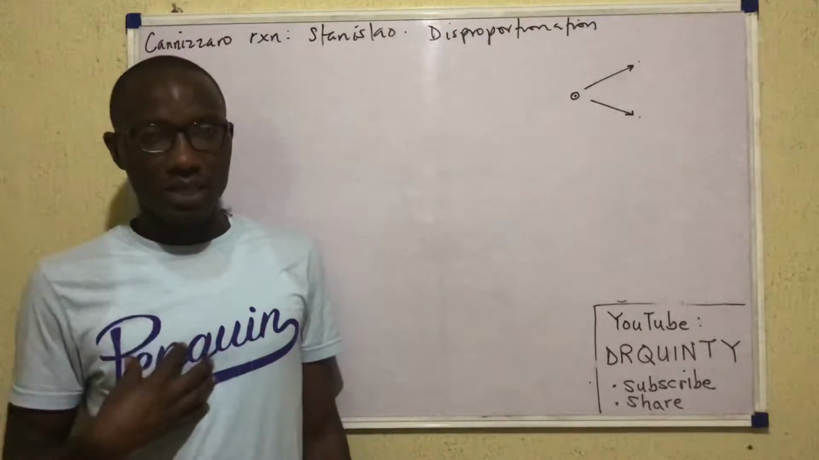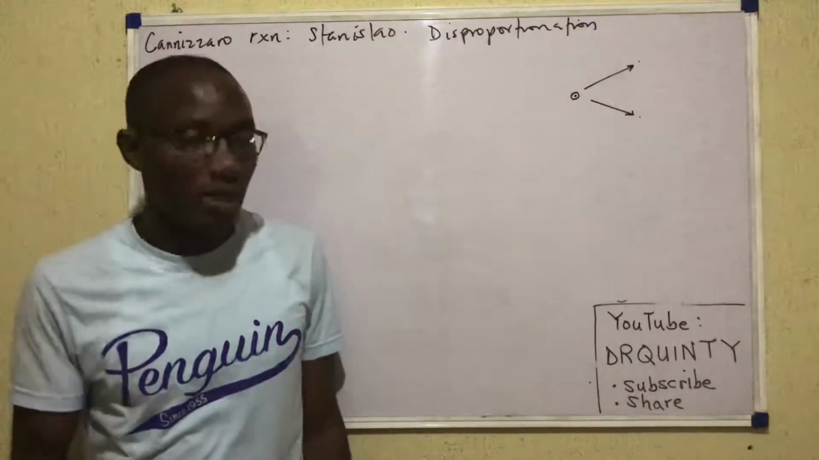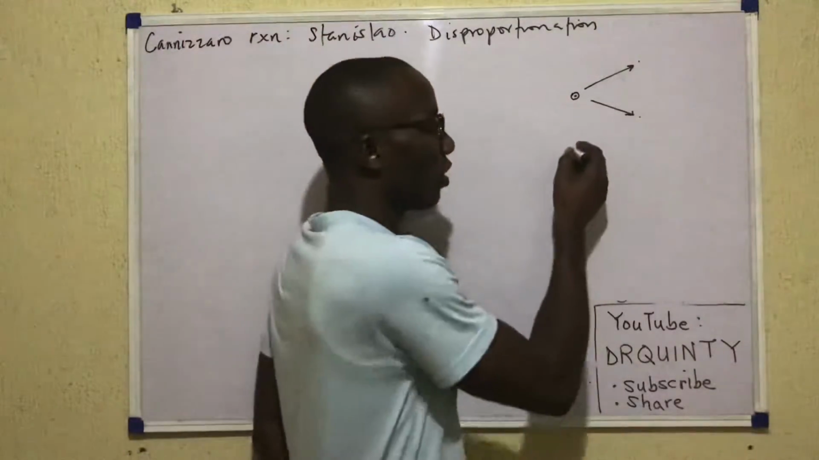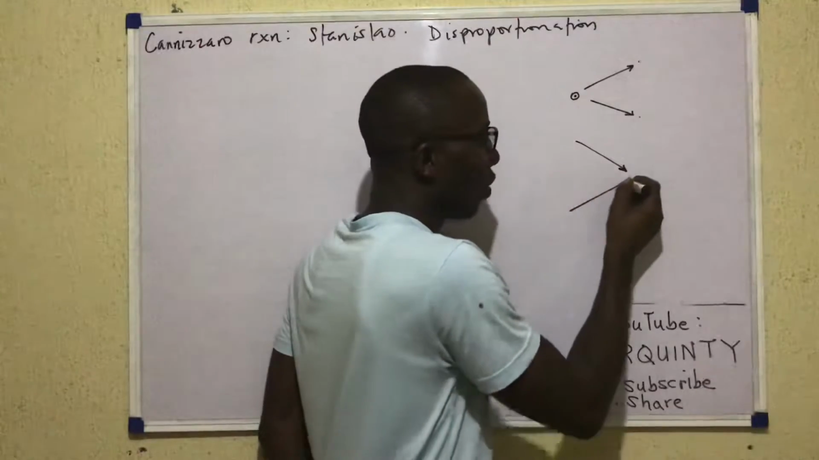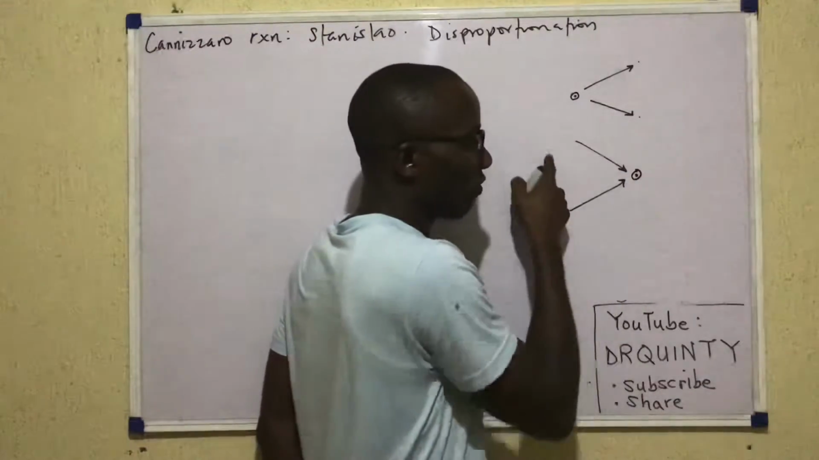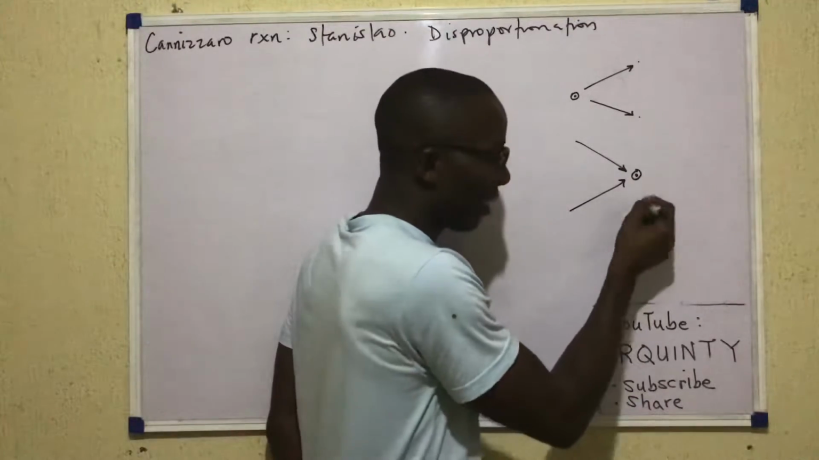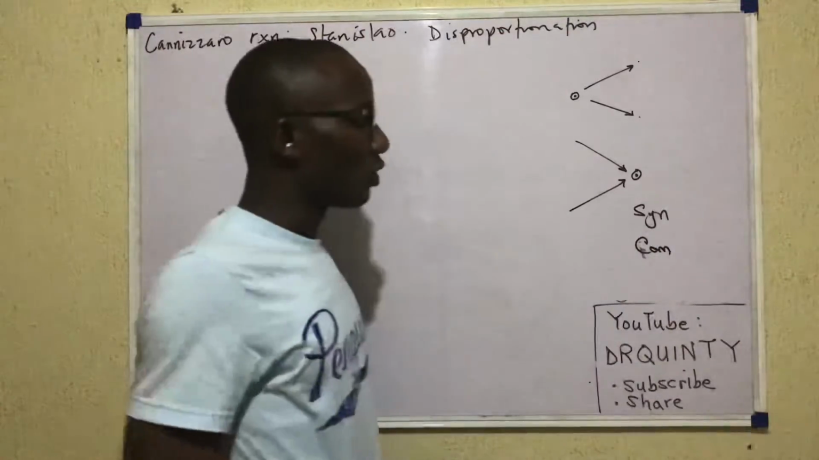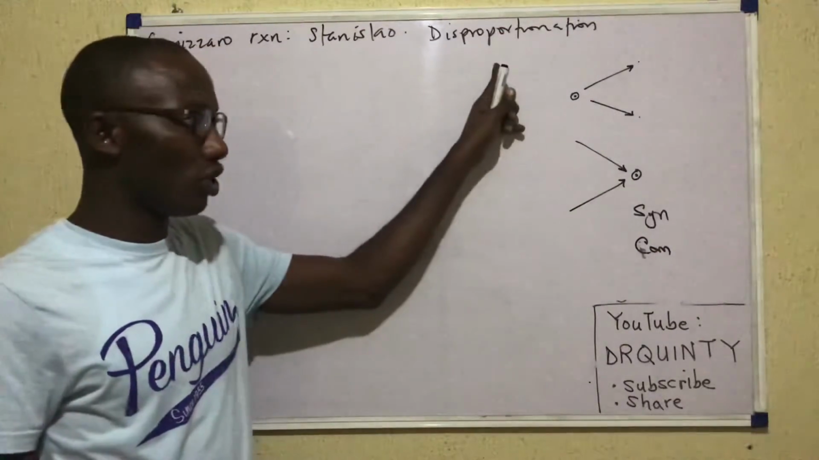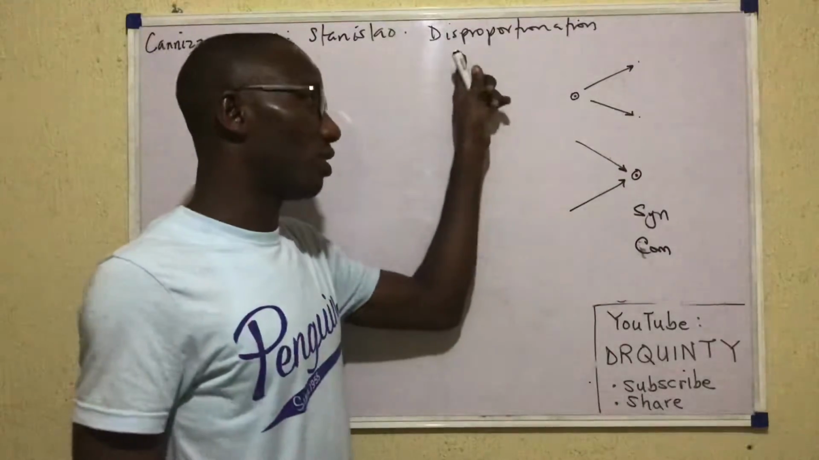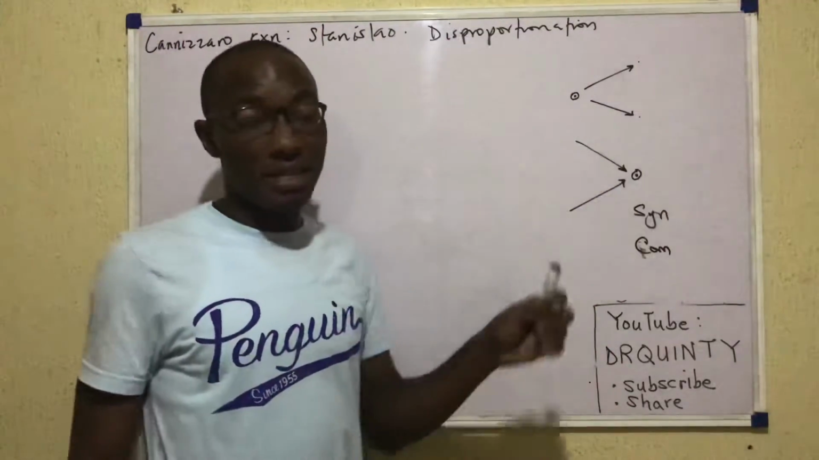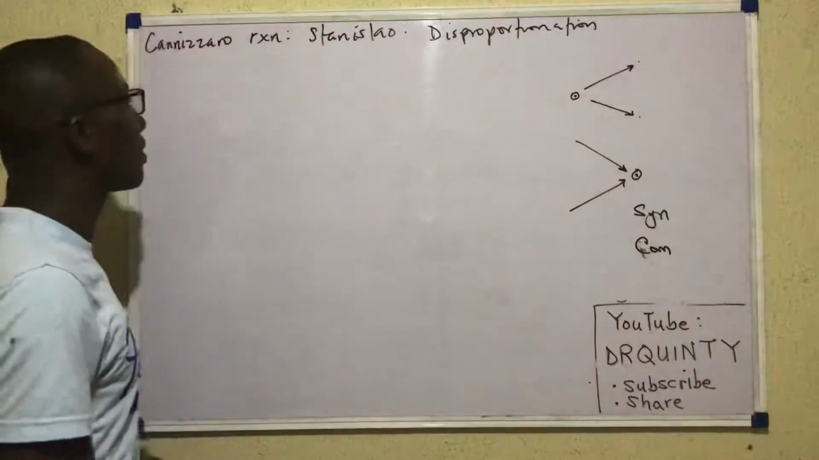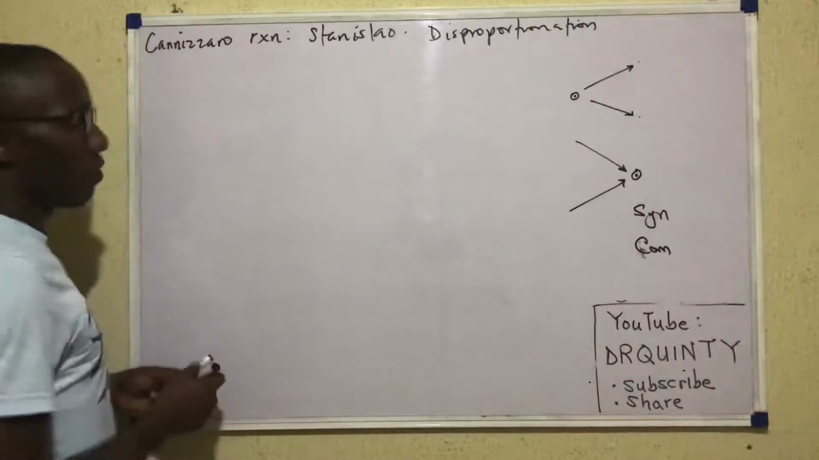So when the same substance is both the oxidizing and the reducing agent, we say the reaction is a disproportionation reaction. In redox, we can also have a situation where a substance goes from two different oxidation states to one. That one is called synproportionation or comproportionation. So comproportionation or synproportionation is two to one, whereas disproportionation is one to two. In either case, the same substance is oxidized and reduced. Having said that, we look at the Cannizzaro reaction now.